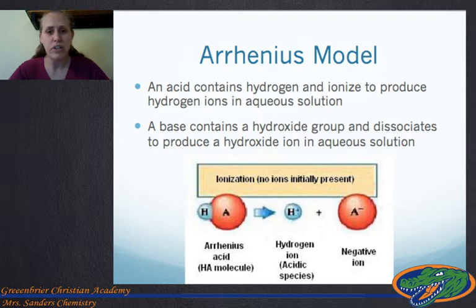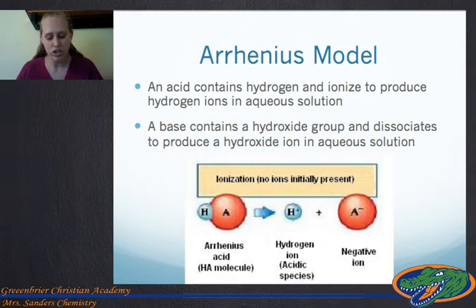The Arrhenius model is the first one that tries to sort out the difference between our acid and our base. In this model, we say that the acid contains hydrogen, and it will ionize to produce hydrogen ions in an aqueous solution.